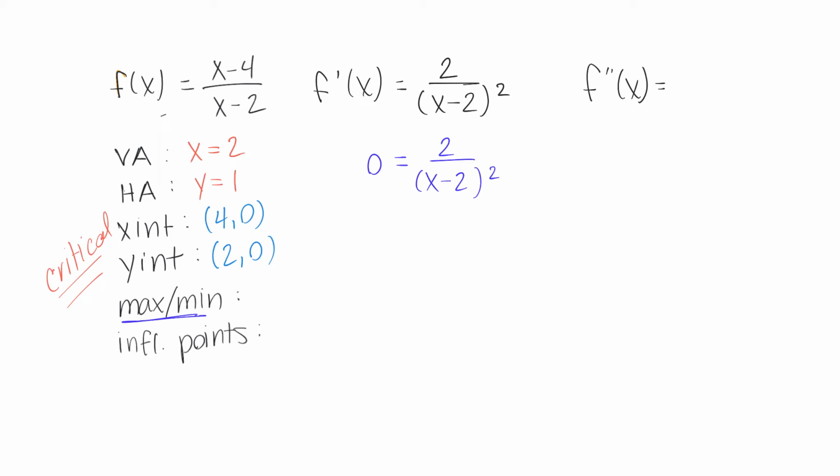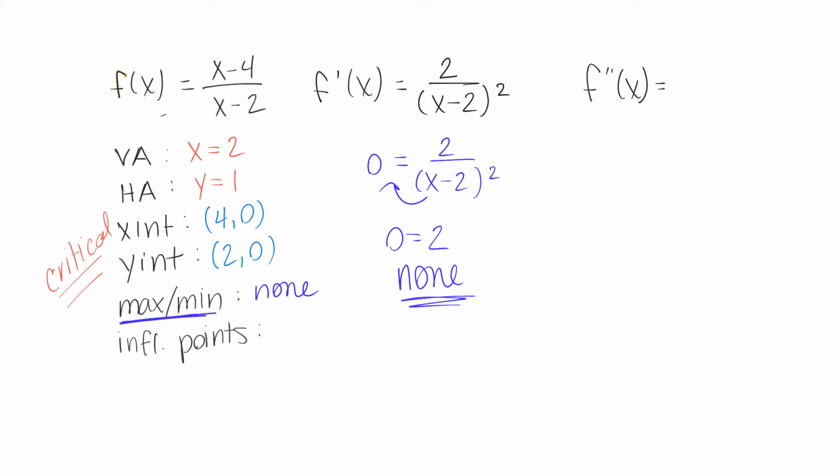Okay, so if we set that equal to 0, we get 2 over (x minus 2) squared equals 0. Remember, I'm looking for maxes and mins right now. If I move this up here, I get 0 equals 2. I've lost all my variables. What could this mean? This means that there are none. It doesn't have a maximum. So, okay, there are none.